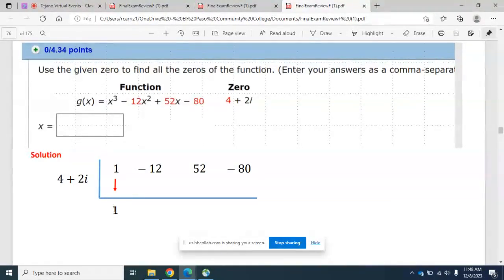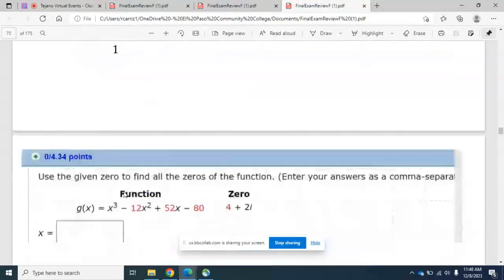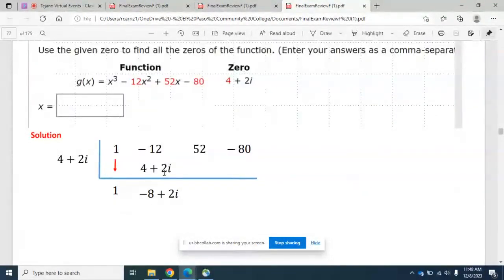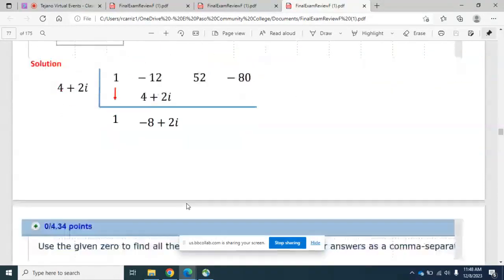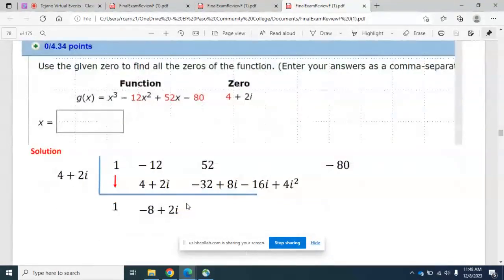Okay. Again, we bring down our 1, and then we're going to multiply 4 plus 2i with a 1. We get 4 plus 2i. When we add these two numbers, we're just adding the real parts. -12 plus 4 is a -8. We didn't have an imaginary part, so 0 plus 2i is just a 2i. Let's go ahead and do this again. I'm going to multiply 4 plus 2i times my negative 8 plus 2i. This would be just a FOIL, okay?